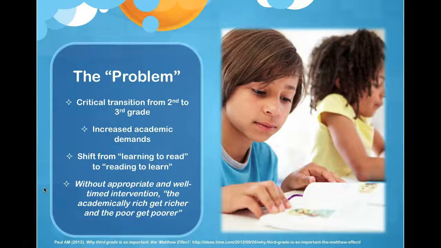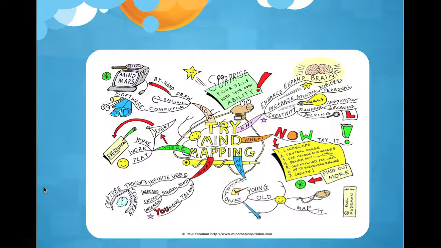So in addition to individualized learning plans for students that may include specialized instruction or tutoring, I propose the introduction of a strategy that can be incorporated in the general curriculum to enhance learning and reading comprehension for all students in second and third grades, and it's with the use of mind mapping. So what is mind mapping?